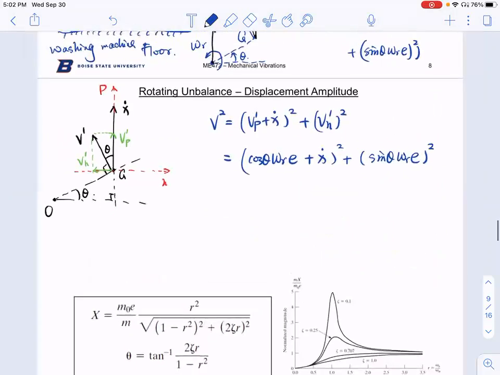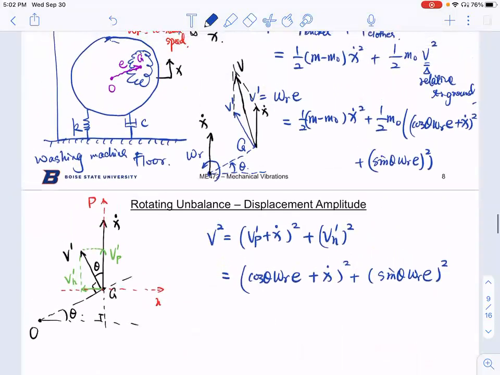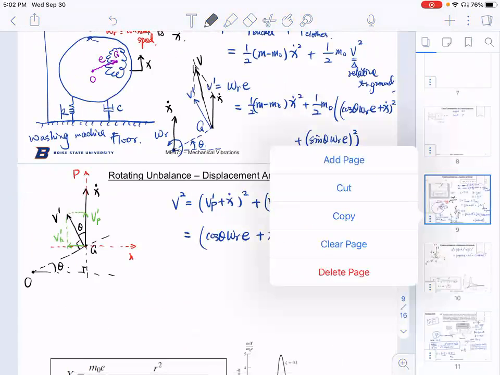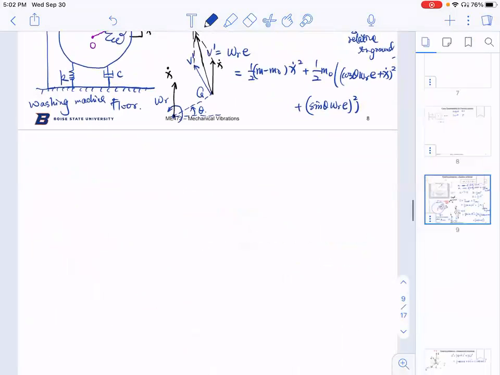Oops. Let me insert one blank page. So eventually your T would become half m naught.